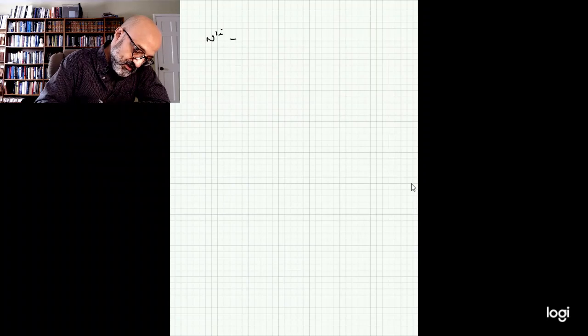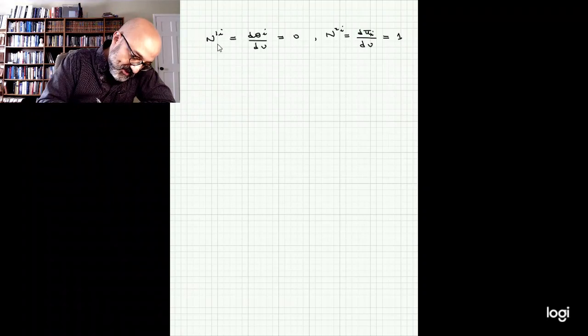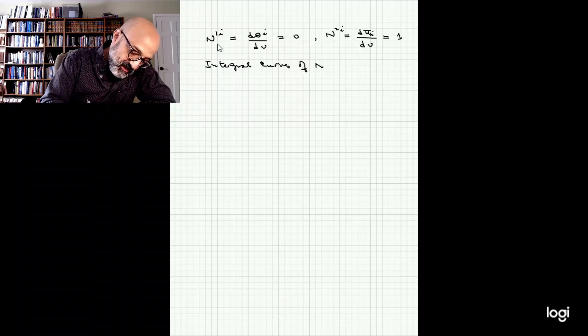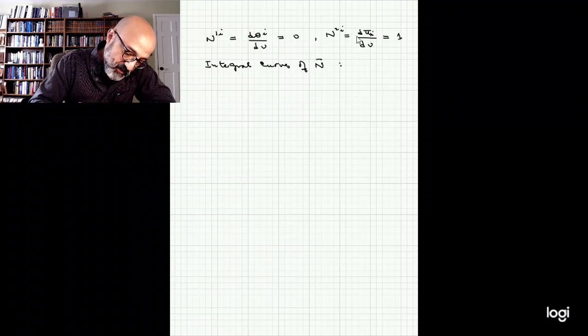I is d theta I d nu equals 0, and d pi I d nu equals 1. So now that we have the vector, we can actually find the integral curves of n. So basically what we have to do is just integrate this. These equations are going to be equations for theta as a function of nu and pi as a function of nu.